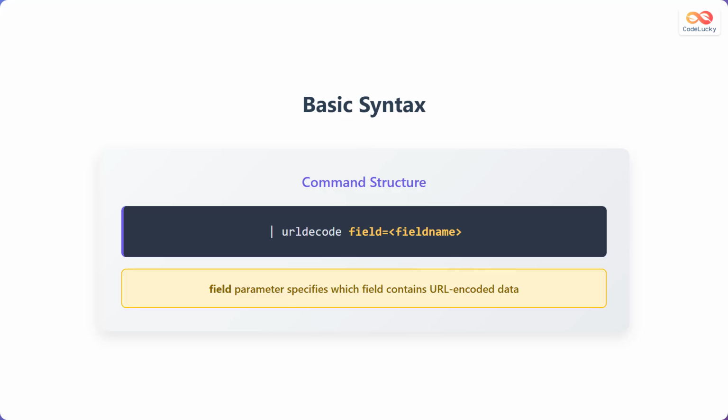The URL-decode command follows a simple structure. You start with the pipe symbol, followed by URL-decode, and then specify the field parameter. The field parameter is mandatory and tells Splunk which field contains the URL-encoded data that needs to be decoded. This field parameter specifies exactly which column or field in your data contains the encoded strings.